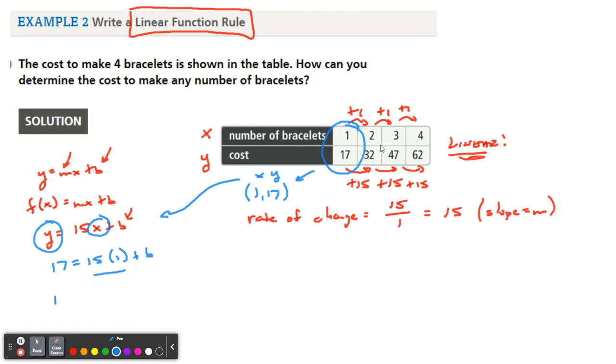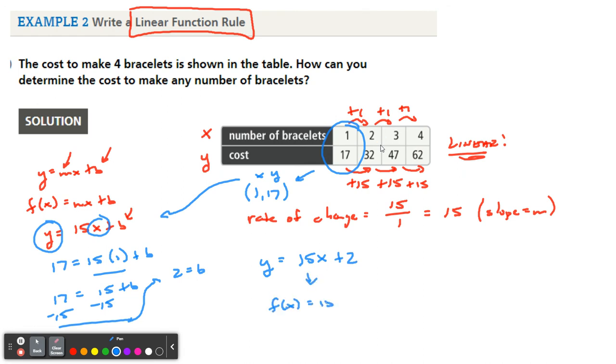We're going to simplify that first. So 17 equals 15 times 1, which is just 15, plus b. And then we'll subtract the 15 from the other side to get the b by itself. 17 minus 15 is 2. 2 equals b. And now you have your b value as well. So our slope-intercept form, y equals, m was 15, so 15x, and then our b is a positive 2. In function notation, f of x equals 15x plus 2. And that is our linear function rule for this set of data.